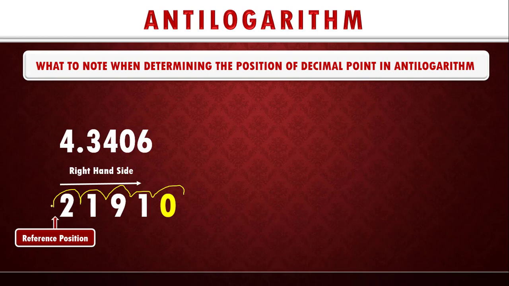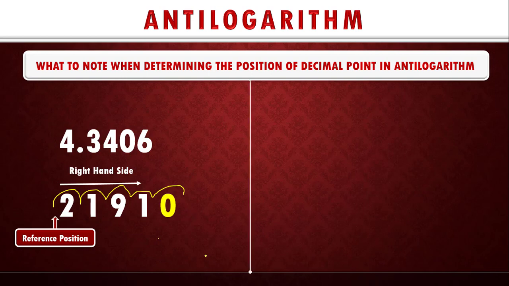So we counted from here 1, 2, 3, 4, and then 5. We use 0 to fill in the value there. That means our decimal point will be after that 0. Okay, so our final answer in this scenario will be 21910. So we can actually neglect the decimal point.